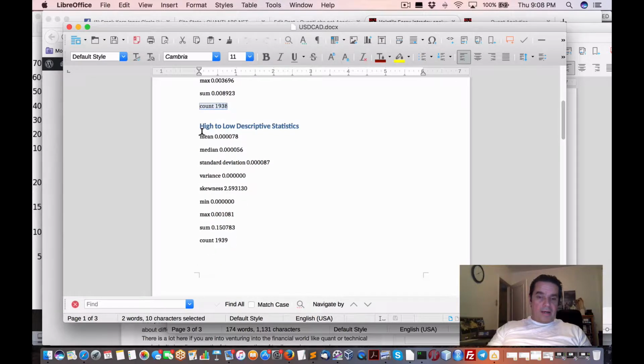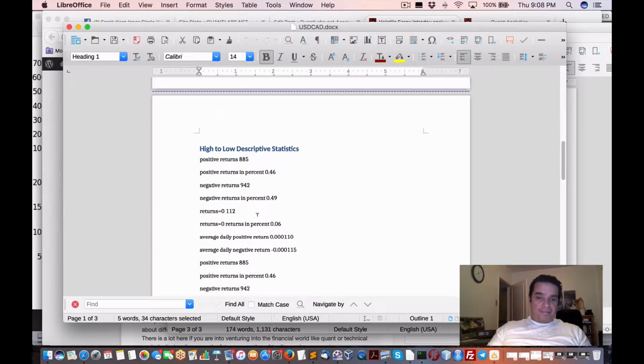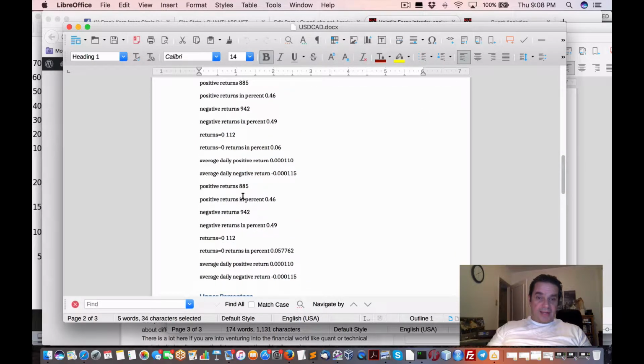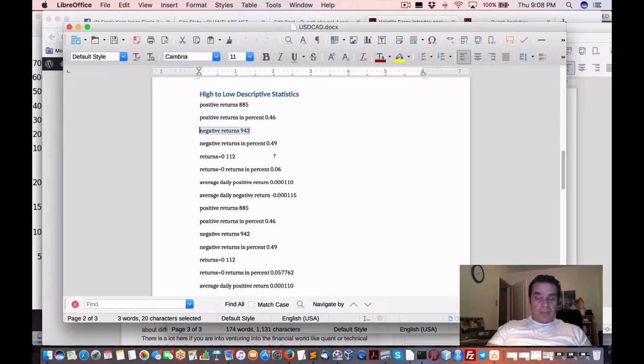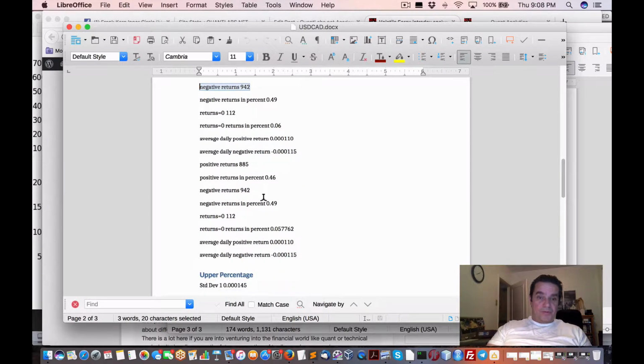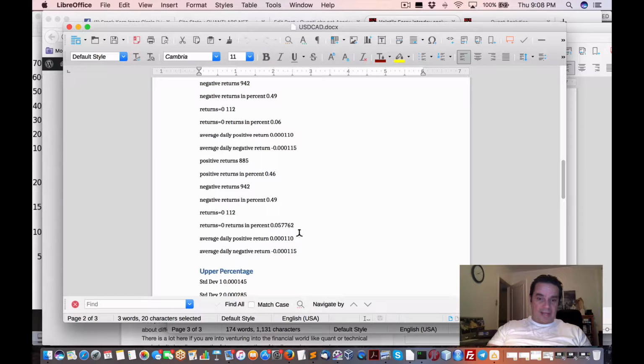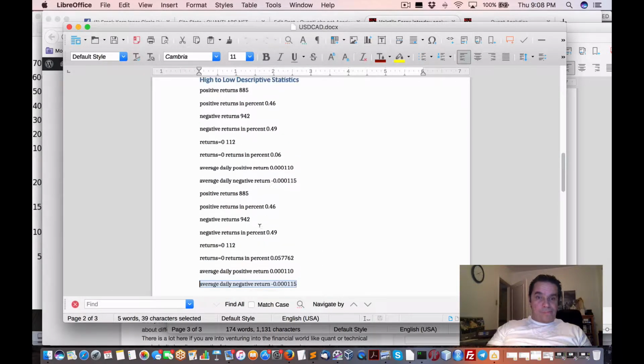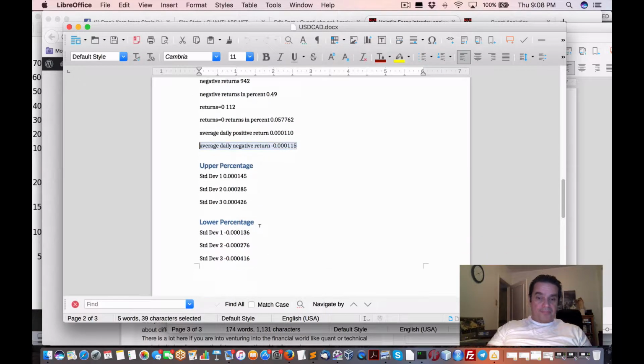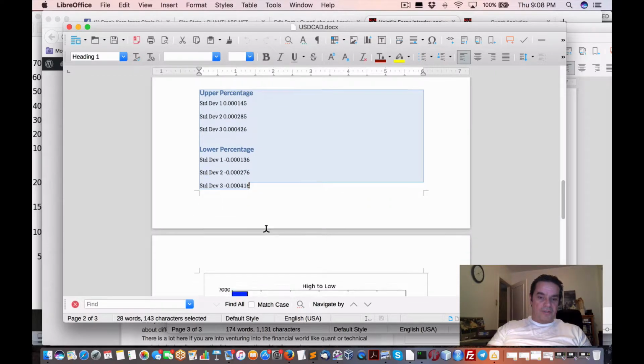So we have the high to low as well, and here's all the different stats. I like the positive and negative returns. You can definitely see that there's a more downward trend in this case for the US Canadian dollar. Those are the sort of things I look for in terms of momentum over the last day, positive and negative returns. And this is raw data, and then our standard deviation between 1, 2, and 3 for extreme moves.